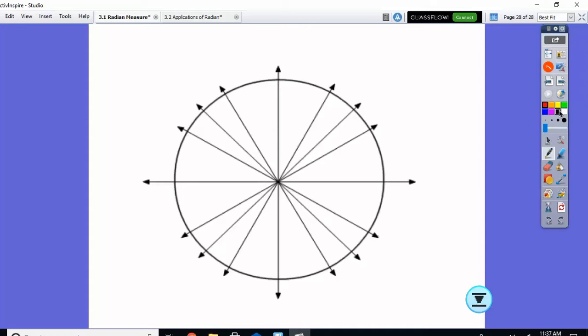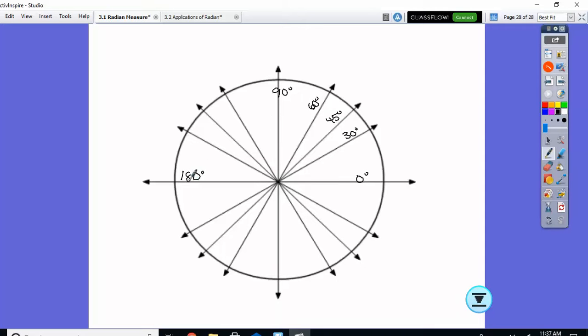To get our degree measures, we start at 0 and then it's just the common angles from our hand trick. So 0, 30, 45, 60, and 90. And make sure you're putting your degree symbol. Jump down here, and what is this line? 180. Then how did we get these?